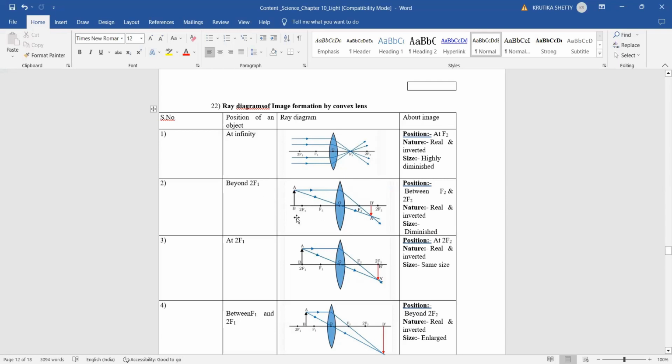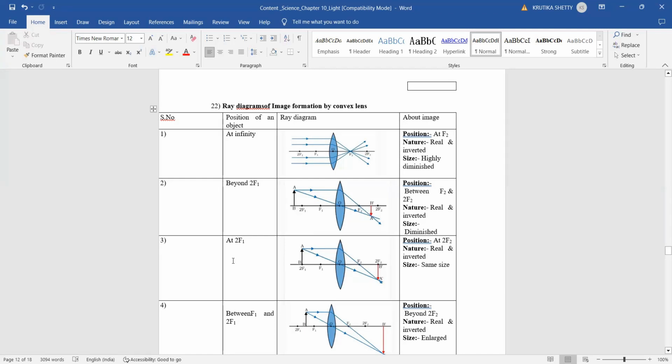So the object is beyond 2F1, then the image is formed between F2 and 2F2. Here you can see, AB is the object, and between F2 and 2F2 the image is formed and the image is inverted, real and diminished, that is, smaller than the object size.